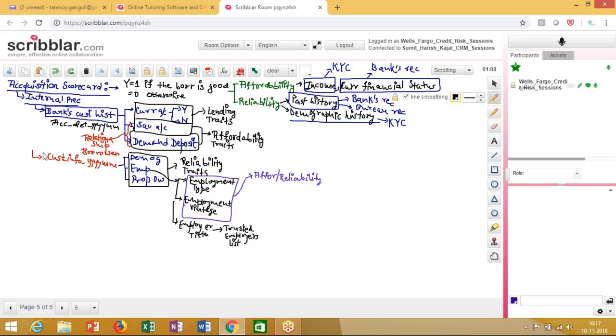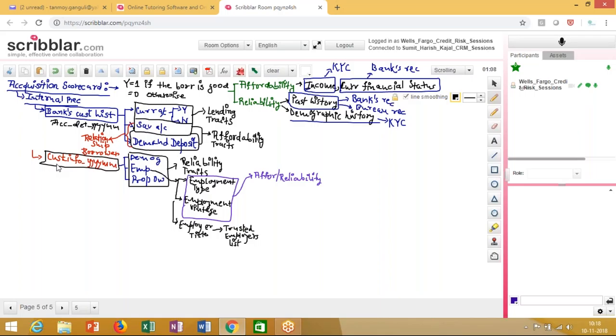Now, both of these files that we've been talking about over here are the internal files that we have. The third set of files that we have over here is the external files, or the bureau files. This gives us an idea about how the bureau information can be extracted in order to frame an idea about the reliability of the borrower. And that is the next part of our discussion.